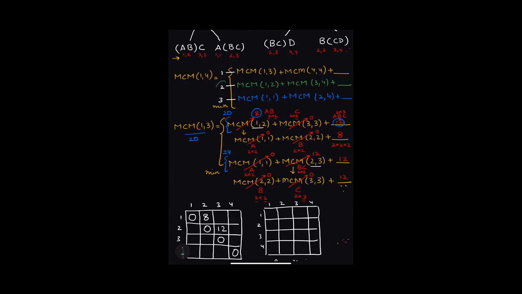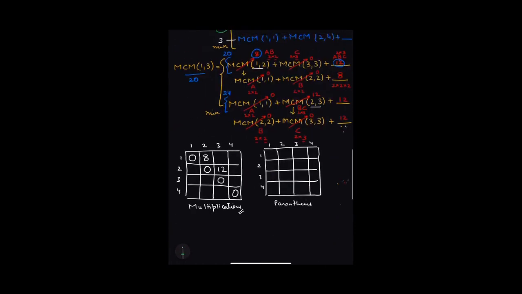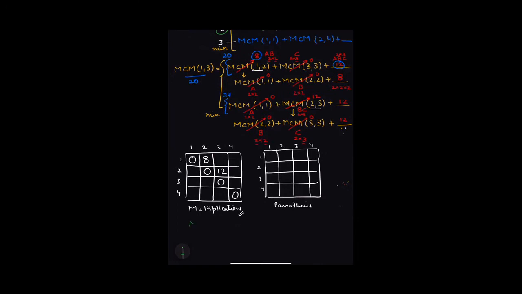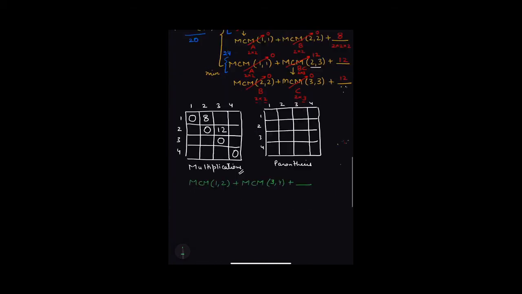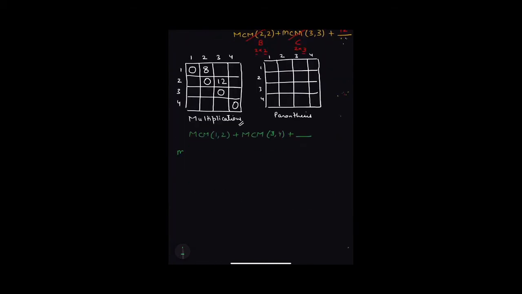Now let us solve our values for this second equation. So this becomes MCM 1, 2 plus MCM 3, 4 plus some cost. So first let us find out MCM 1, 2. So MCM 1, 2 will be equal to MCM 1, 1 plus MCM 2, 2 plus some cost.